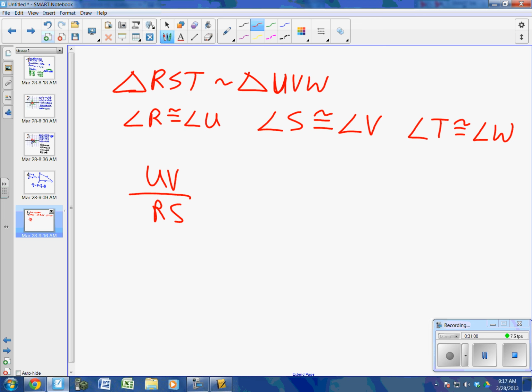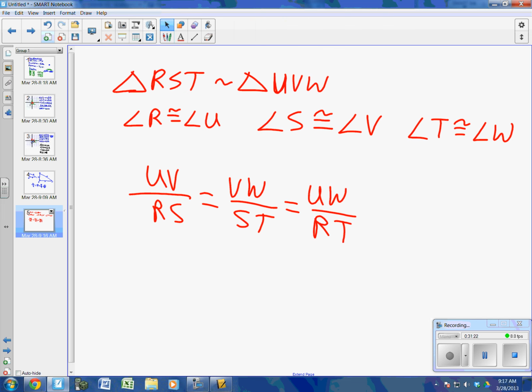How's that? UV over RS is equal to what, you guys? VW over what? ST is equal to what? UW over RT. Right? Corresponding sides are proportional. Everybody understand that? Any questions?